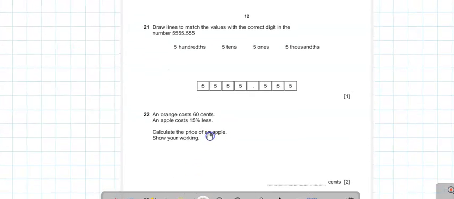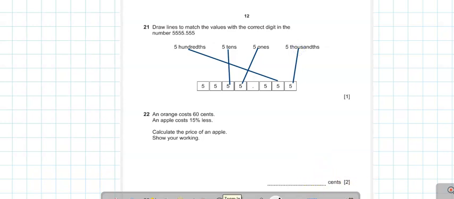Draw a line to match the correct values to the correct digits. Okay. 5 in the hundreds, 5 tens, 5 ones, 5 thousands.